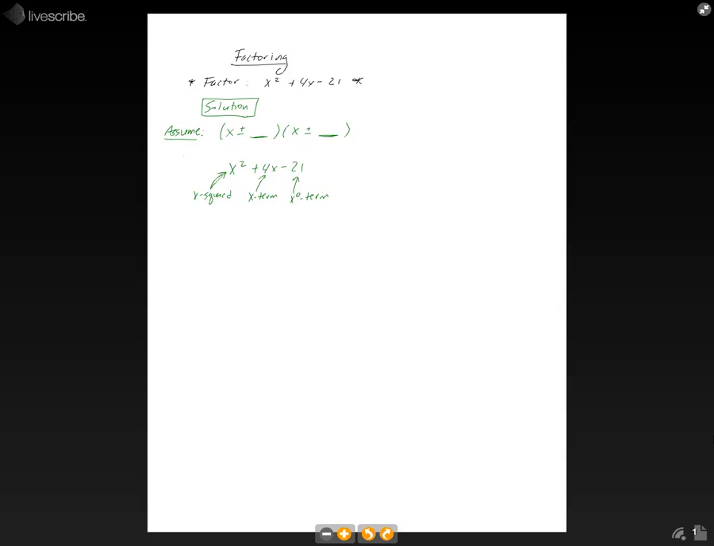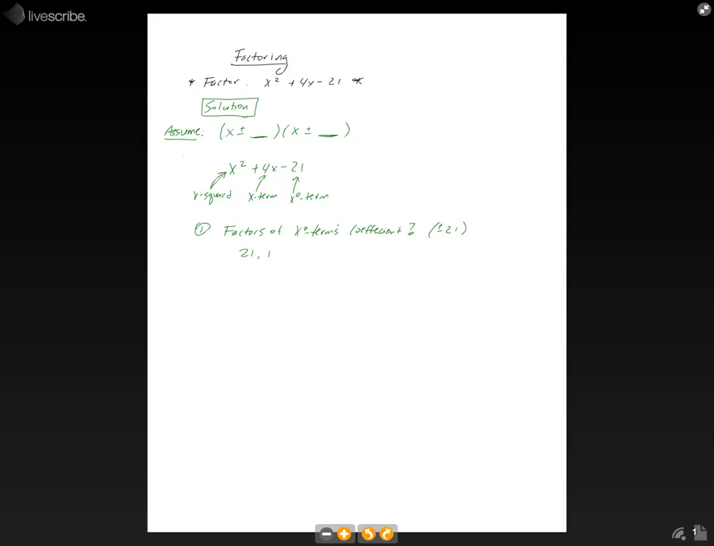Now when you're factoring, there are basically two questions you want to ask yourself. The first one is, what are the factors of the x to the 0 term's coefficient? Or in other words, which two numbers can I multiply together to give me the coefficient on the x to the 0 term, which in this case is negative 21. The sign doesn't really matter in this step.